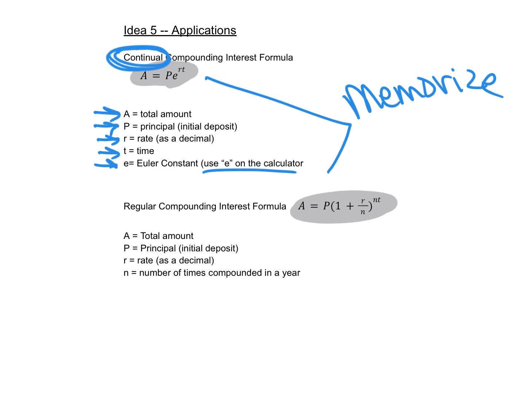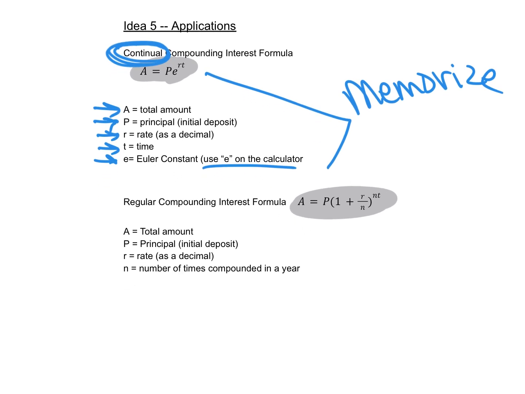And then the other one is if you're not compounding continuously, maybe you're compounding quarterly, so 4 times a year, monthly, 12 times a year, daily, 365 times a year. If that was the case, you would use this formula down here, again, that you'll need to memorize. A is the amount you end up with, P is how much you put in, R is the rate as a decimal, those are all the same. N, in this case, is how many times it's compounded in a year, okay?